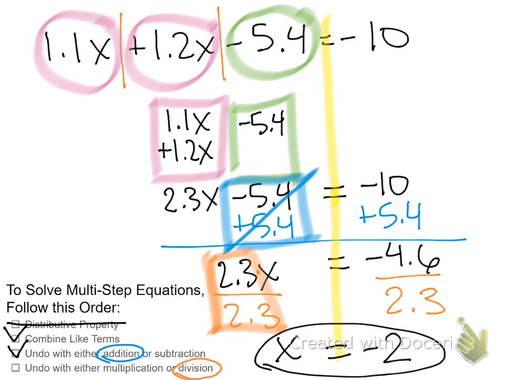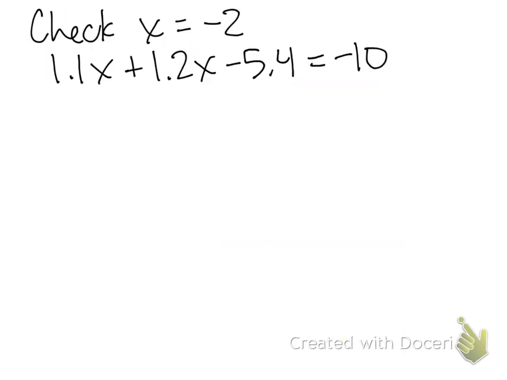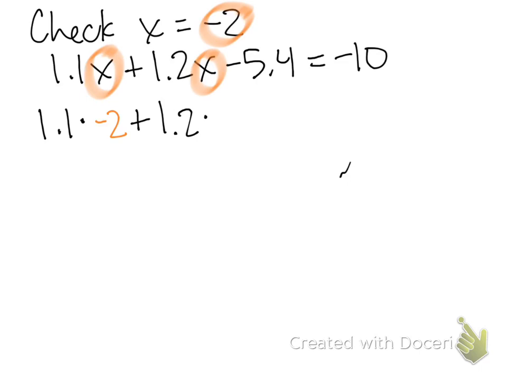So from here, we will want to check our work. All right, in order to check our work, we want to use x equals negative 2 in place of anywhere we see an x in our equation. So that will be 1.1 times negative 2 plus 1.2 times negative 2 minus 5.4 equals negative 10.